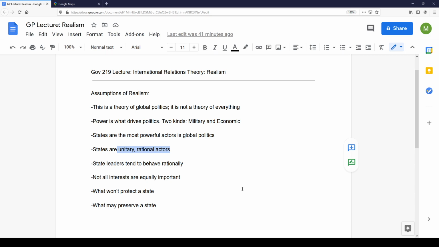The rationally part, you can see I actually have a separate discussion for that. Unitary, I don't know if it's the word or if people think the word is supposed to mean more than it is. The idea of a unitary state is simply that there is a group of decision makers within a state, within a government, and once they have made a decision, that is the decision that the state carries out. It follows through government from start to finish. What is intended is done.